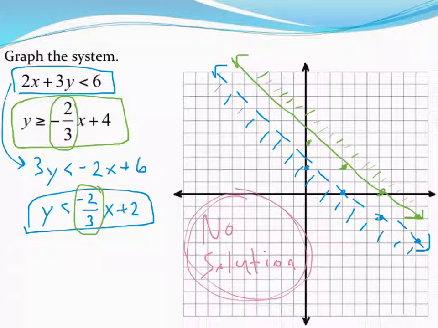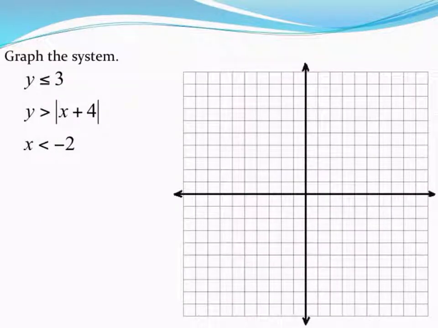Okay, I'm going to show you one more example, this final one using three equations or three inequalities, and one of them happens to be an absolute value. So with this one, again, different colors work really, really well.